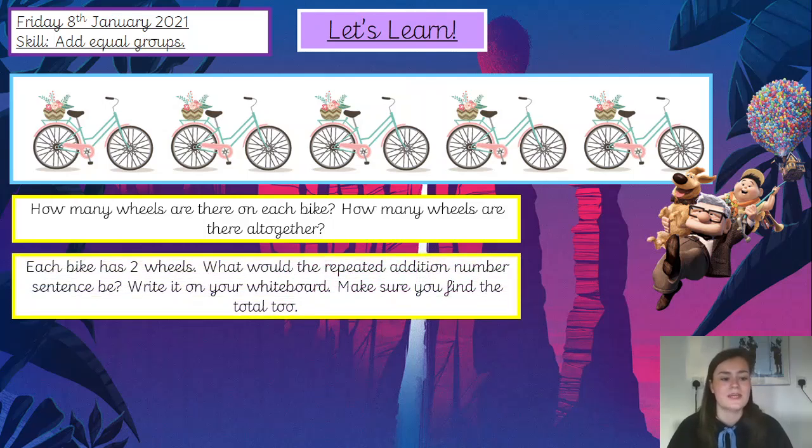Okay, so each bike has 2 wheels. And hopefully you've seen that there are 1, 2, 3, 4, 5 bikes. So how many wheels would there be altogether? Hopefully you said there would be 10 wheels altogether.